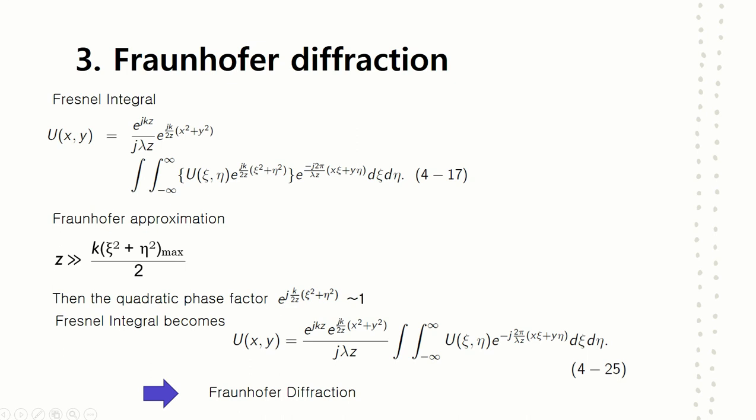This is Fraunhofer diffraction. Fraunhofer diffraction is proportional to the Fourier transformation of u(ξ,η). So we can calculate the diffraction pattern easily by using Fourier transformation.